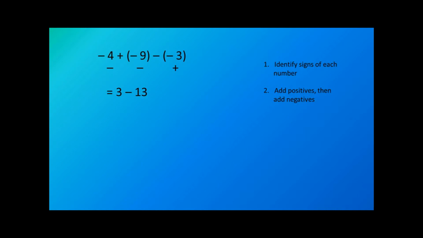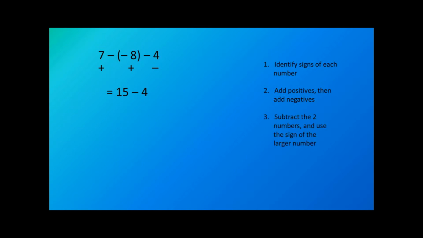So we end up with 3 minus 13. And 3 minus 13, now we've got the situation where we have two signs. They're different. We're going to subtract them. 13 minus 3 is 10. And we're going to use the sign of the larger number, which is the negative. And so our final answer is -10.